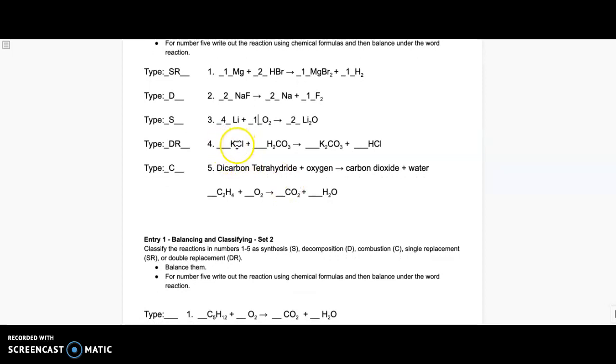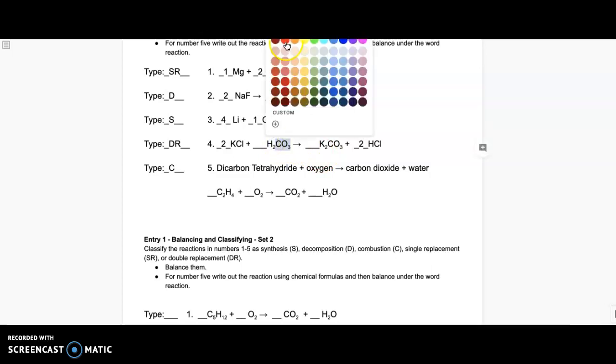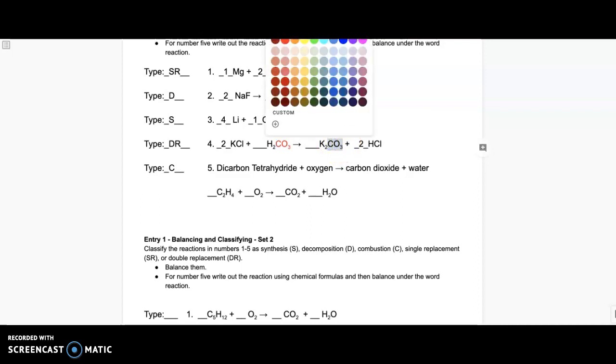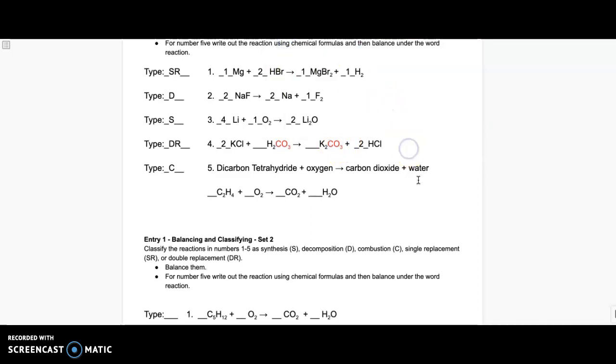Here I got KCl and H2CO3. I got 2 Ks, so I need a 2 on this side. That gives me 2 Cls. I need a 2 on that side. 2 H's, 2 H's. Remember, I want to treat carbonic acid, or sorry, the carbonate as one item. You see how it's the same on both sides? I'm going to leave that there so you can kind of see that that's separate. And then I need 1 of each.